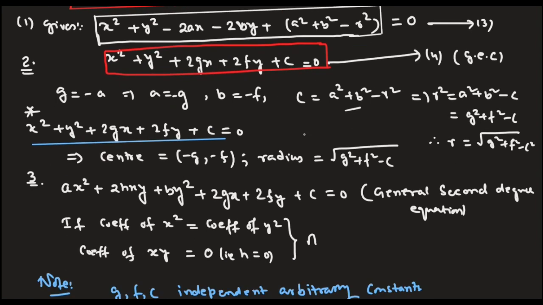Now, when will the general second degree equation give the circle? That condition you have to remember: the coefficient of x square and the coefficient of y square should be the same, but not necessarily 1, and the coefficient of xy, that is h, should be 0. If these two conditions are satisfied simultaneously, then we get the equation of the circle.